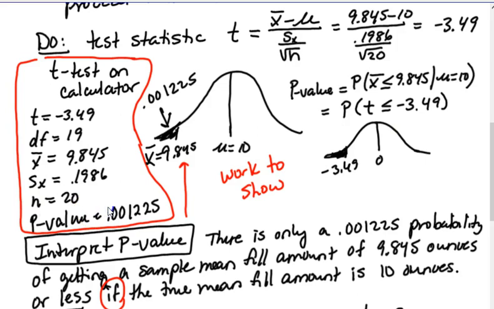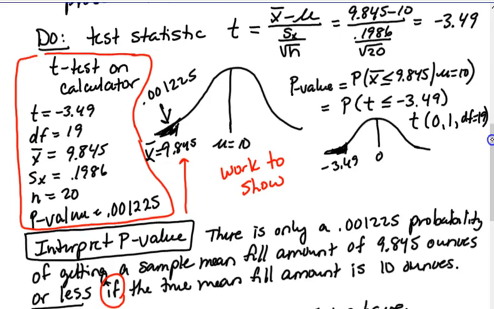It's a lot simpler. So the p-value tells me the probability that x bar is less than or equal to 9.845 if mu is really 10. That's what the p-value tells me. This is a conditional probability. The p-value also tells me the probability that the test statistic is less than or equal to negative 3.49. So in the t model, with mean 0, standard deviation 1, and degrees of freedom equal to 19.